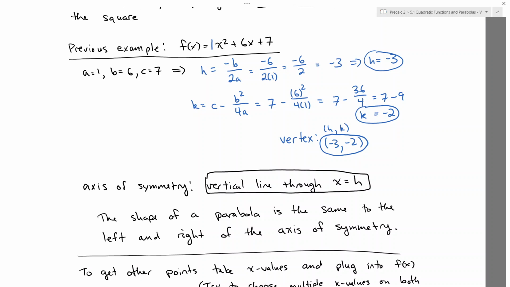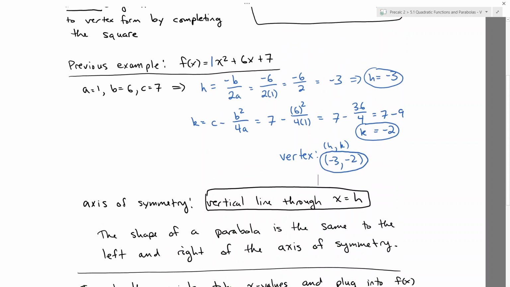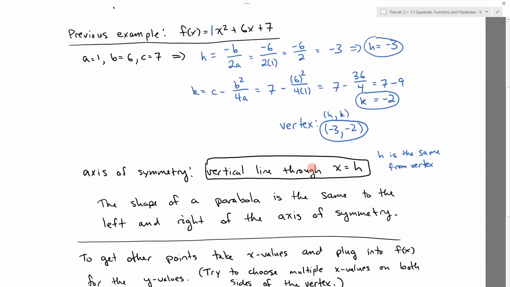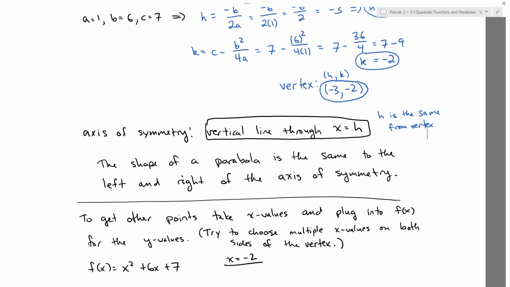And then the next feature of a parabola is what's called the axis of symmetry. And it's just a vertical line that goes through the vertex. And because it goes through the vertex, we write it as x equals h, where h is the same as the h from the vertex. And it's called the axis of symmetry because the parabola is the same to the left and to the right of this axis of symmetry.